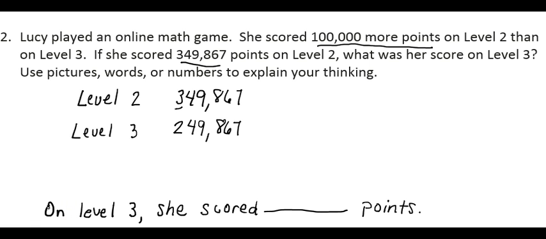And that tells us on level 3, she scored 249,867 points, and that is 100,000 points less than she scored on level 2. In the next section, we have some addition and subtraction problems, and we're going to rely on our place value understanding to help us find the sums and differences.